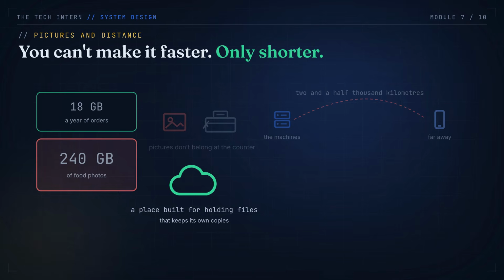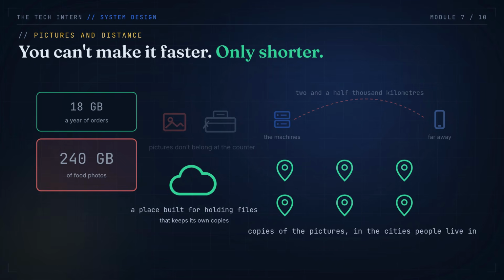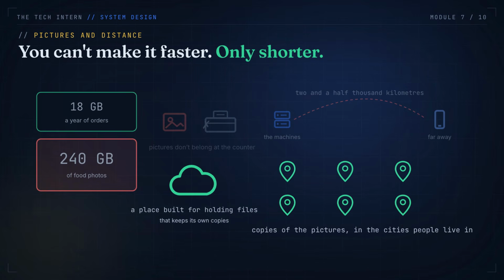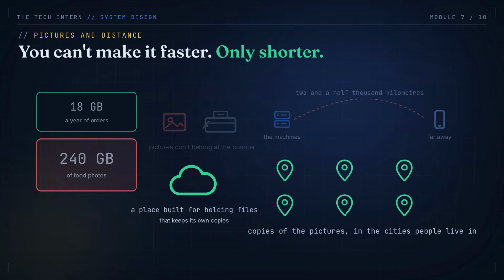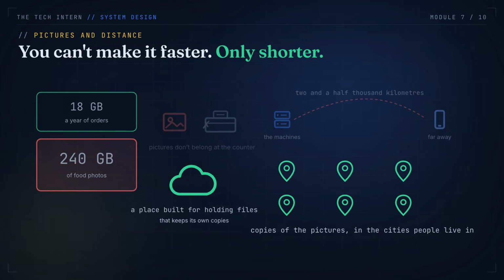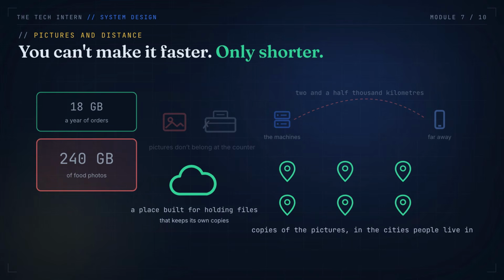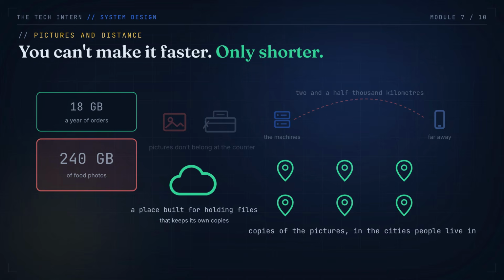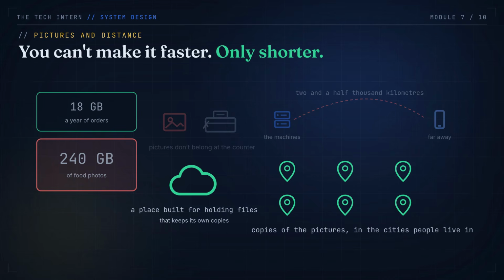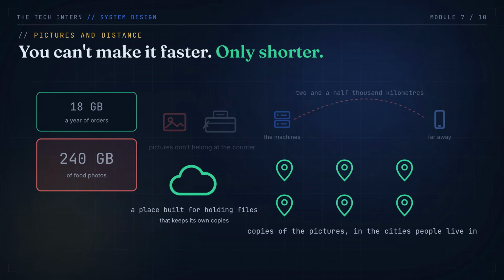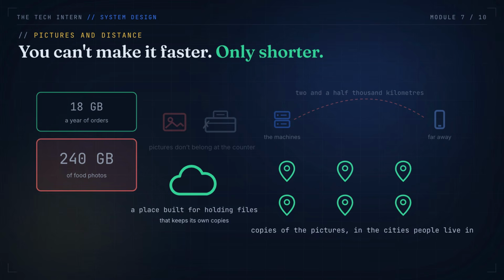So you can't make it faster. You can only make it shorter. You put copies of the photos in cities all over the country. When someone in Guwahati opens Dabba, they get the photos from the nearest one. That network of copies is a CDN, a content delivery network. It's a cache exactly like the one we just built, except it's spread across a map instead of sitting next to your database. Franchise the restaurant, same menu, a kitchen in every neighborhood.